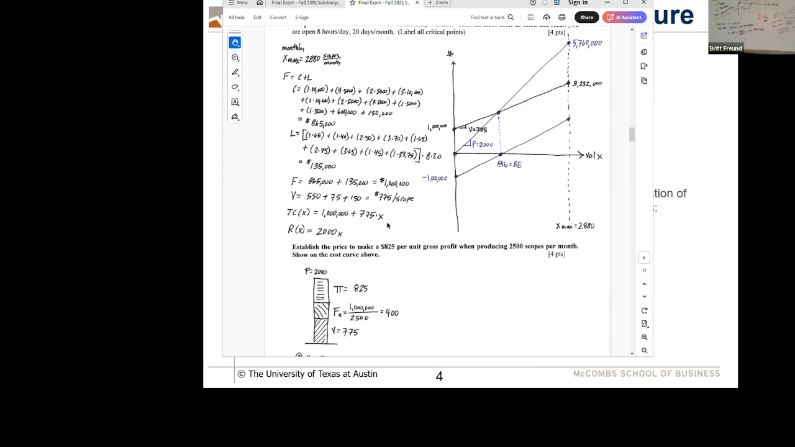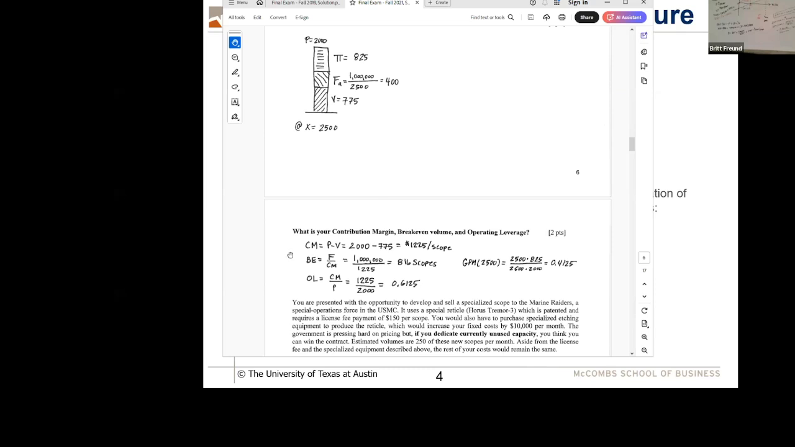So we have a pretty good picture of the business at this point. We can then answer the question, what's my contribution margin? It's price minus variable cost. That's the $1,225 a scope we get to play with. My break even: how many do I have to sell before I finally break even? I have $1 million of fixed costs, and every time I make a sale, I get a contribution margin of 1,225. So how many of those 1,225s do I need to pay off the 1 million?